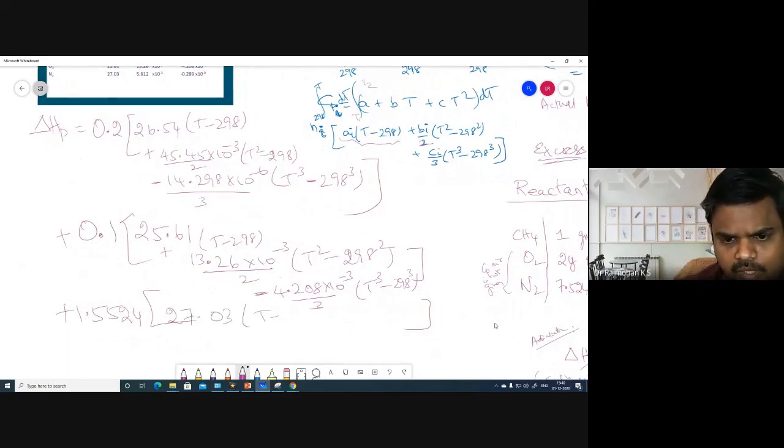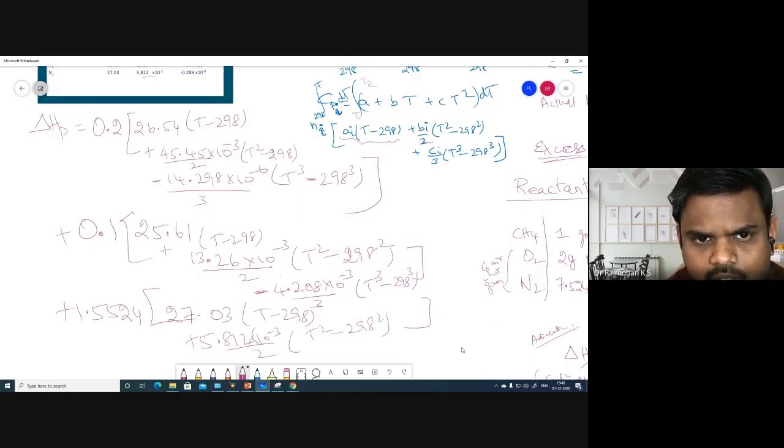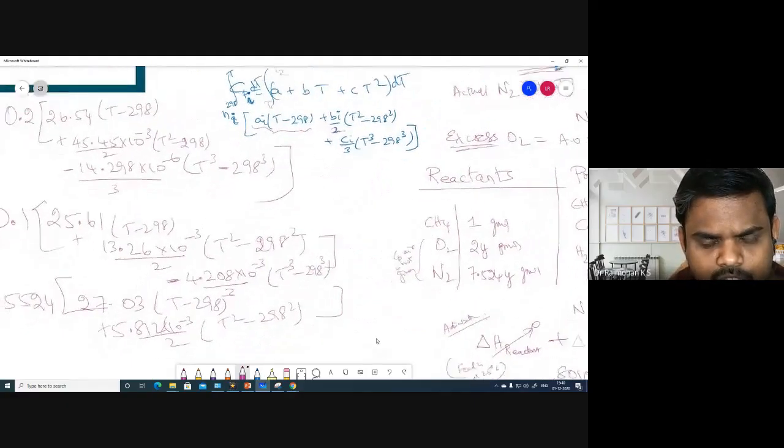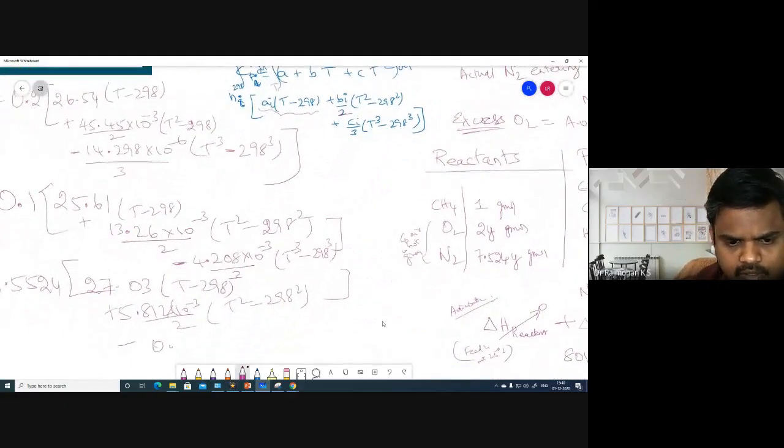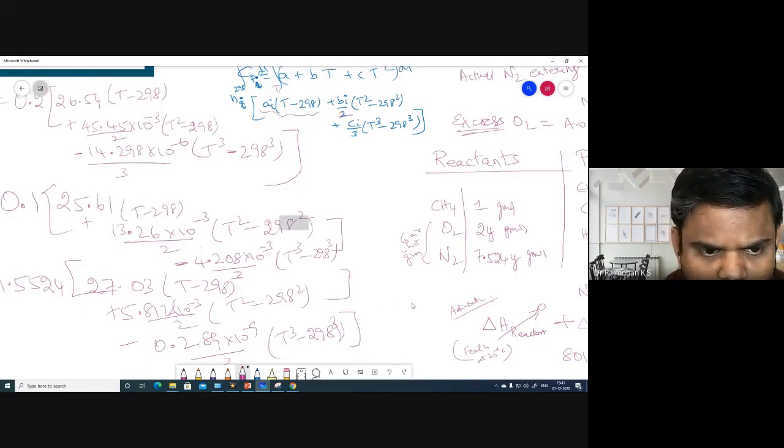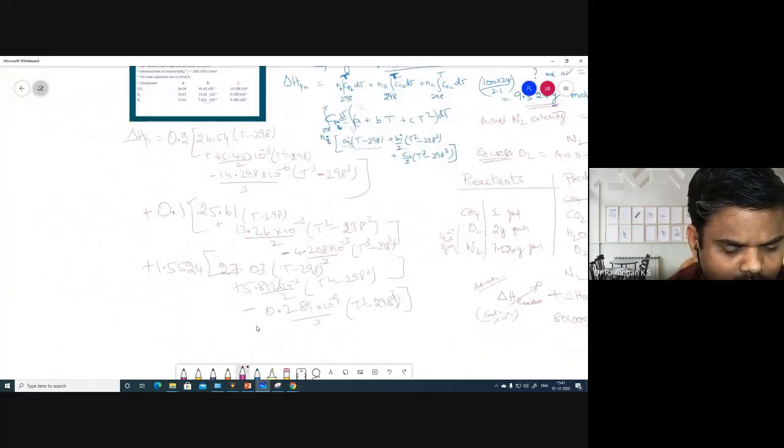27.03 into (T minus 298) plus B by 2, where B is 5.812 into 10 power minus 3 by 2 into (T square minus 298 square), and finally minus 0.289 into 10 power minus 9 by 3 into (T cube minus 298 cube). So we have the delta H of the product term equal to this much.